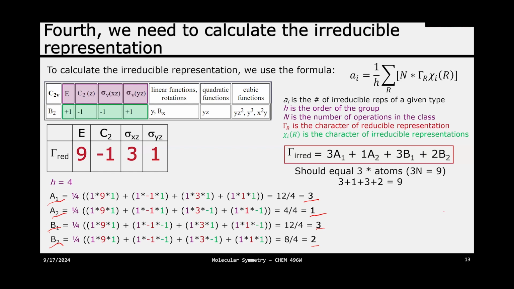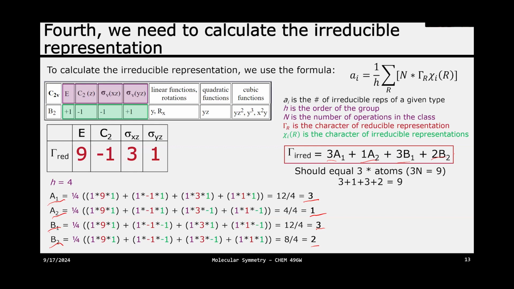Now at this point, we can also make sure that we didn't make any mistakes. We love a little checkpoint while we're doing math. So here, the sum of our irreducible representations should equal 3n, n being our number of atoms. If we're looking at water, we have 3 atoms. So 3 times 3 is 9, and adding up the numbers in front of all these, I should get 9. And I do. So we're doing good.